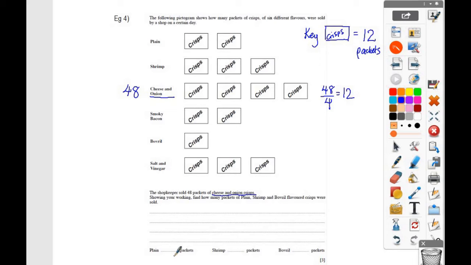If we have a look at plain, plain have got 2 symbols. So plain are 2 lots of 12, which is 24 packets. Shrimp are 3 packets or 3 symbols, which is 3 lots of 12, which is 36. And bovril is 1 packet, 1 symbol, which is just 12. And that's your 3 marks. Just make sure that you show your workings clearly.